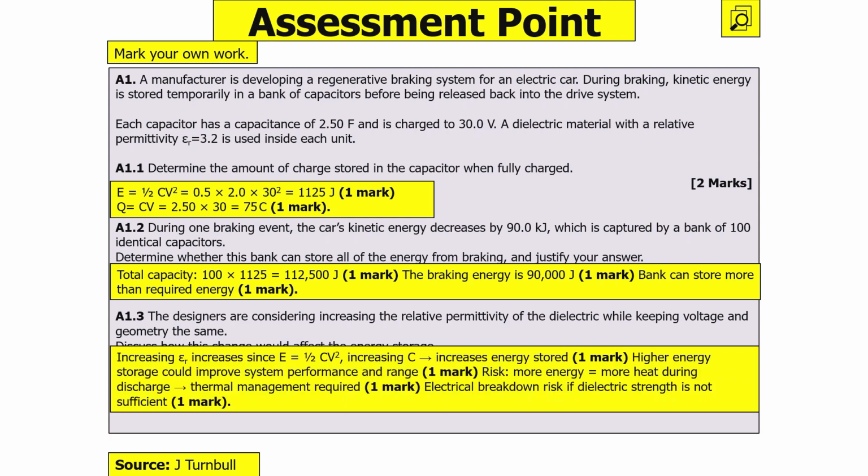Now again, increasing the relative permittivity increases our value, since E equals a half CV squared. Increasing C will increase E, so therefore increasing the relative permittivity increases the energy stored. Now the higher energy storage could improve the system performance and the range, but the risk is more energy means more heat during the discharge. You need to think about how you cool your capacitor as it works, and also you've got the risk of breakdown in between the two plates if the dielectric strength is not sufficient.